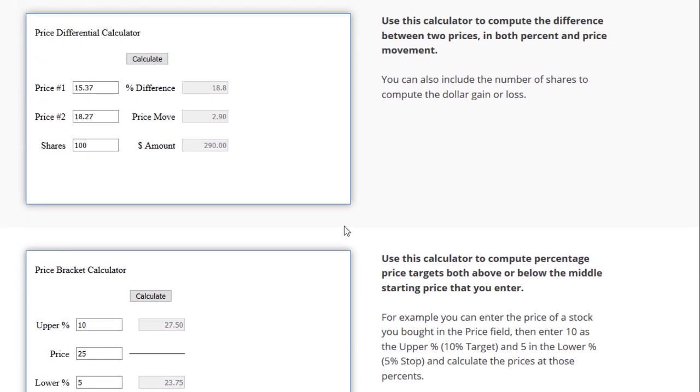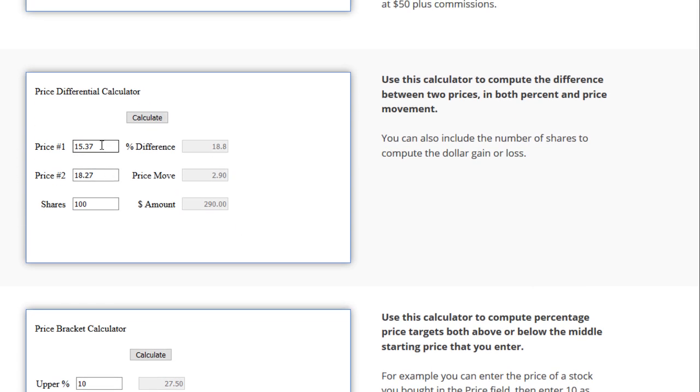What I find I use the price differential calculator for the most is these really odd numbers. Say you buy a stock for 21.38 and now the stock's at 22.69. In just a couple of seconds you can see exactly what the price difference is and how much you're up or down. So this is probably the handiest one.